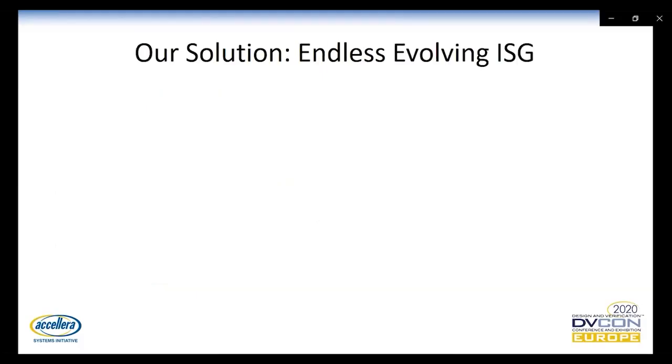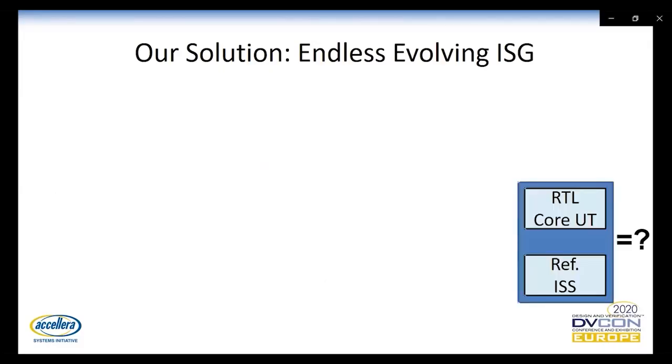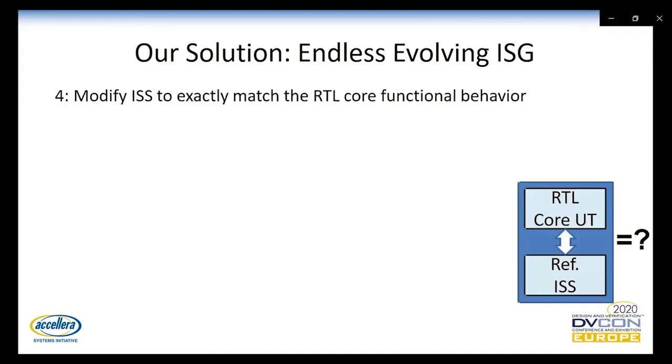To address these problems, we propose to use a single, endless, and dynamically evolving instruction stream in a tight co-simulation. So the actual problem is still the same. We have an RTL core under test and a reference ISS to compare the results. In the following, I will present our solutions to address the aforementioned problems one by one, starting from the back.